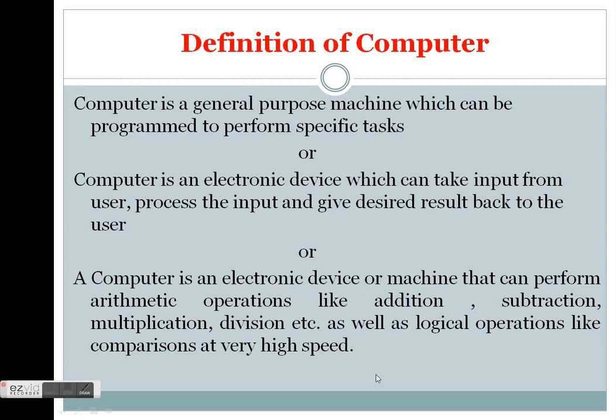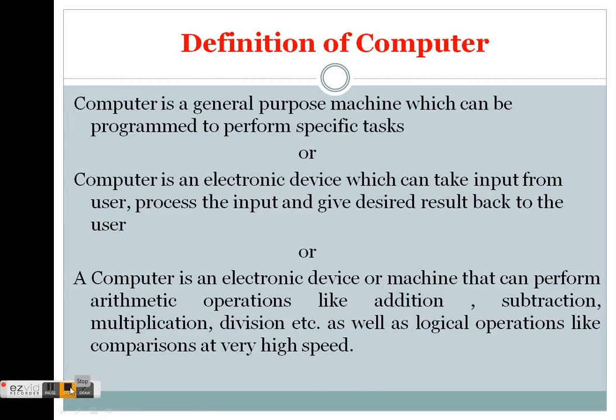Students, there is no fixed definition of computer. You will find different definitions in different books. Some of the definitions of computers are: firstly, the computer is a general purpose machine which can be programmed to perform specific tasks. Now let's understand this definition.